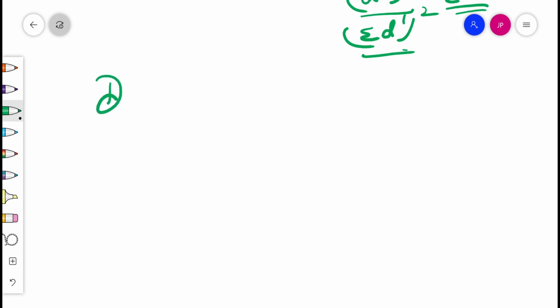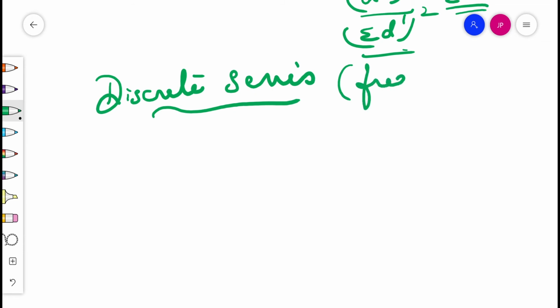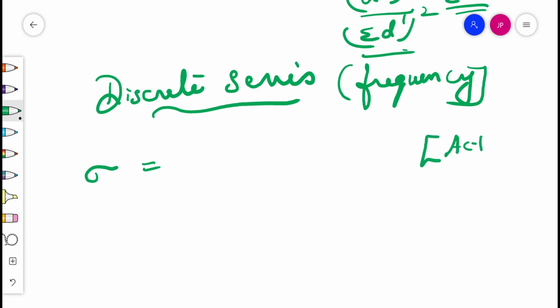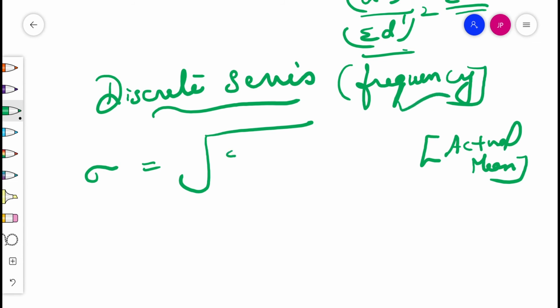For the discrete series, where frequencies are given, what are the steps followed? We can understand one thing, frequencies are given, so the formula changes: instead of sigma d it is sigma fd. Frequencies are to be multiplied with the deviations. If it is an actual mean method, discrete series, tell me the formula. In the case of individual series it was square root of sigma x square by n. Here frequencies are given, so the formula is sigma f into x square by sigma f. Here again x is equal to item minus x bar.